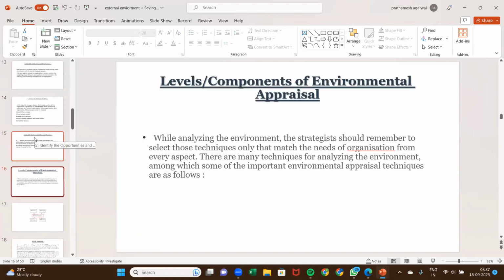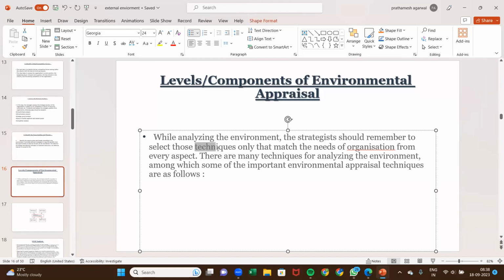There, let's see the levels. This is important now. The levels of environmental appraisal. While analyzing the environment, the strategist should remember to select only those techniques that match the needs of the organization. Techniques depending upon the needs of the organization means what type of organization you have, whether you have a service sector, a manufacturing sector, an auto ancillary sector, or a pharma sector. There are many techniques for analyzing the environment.